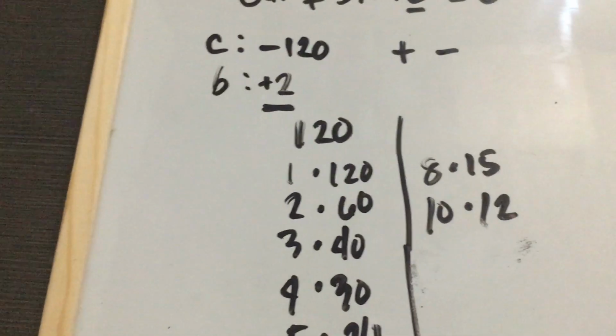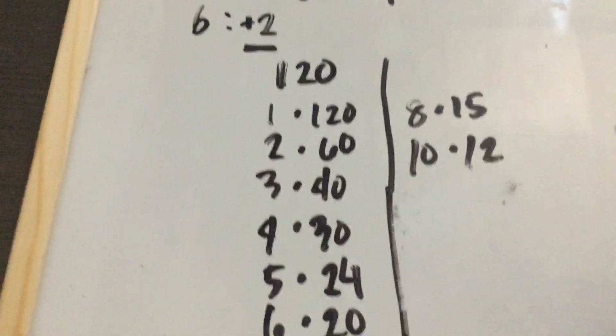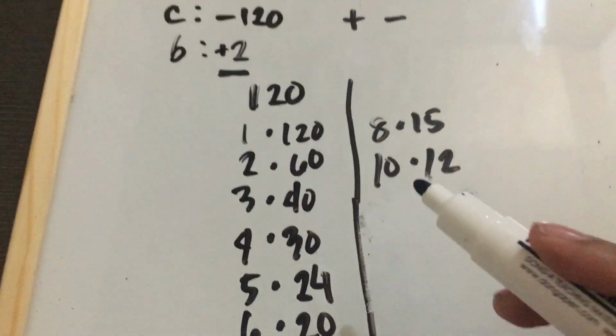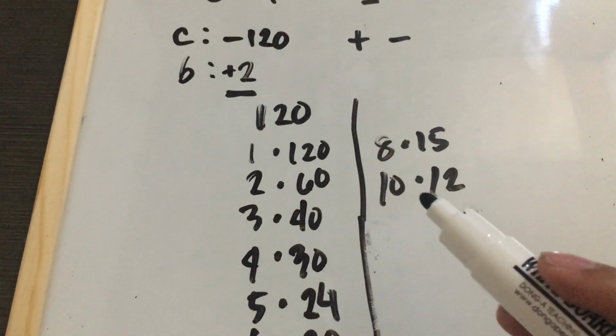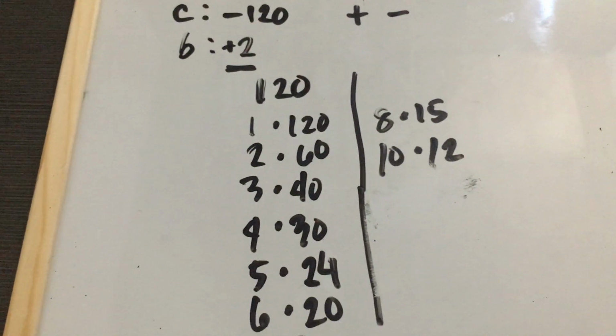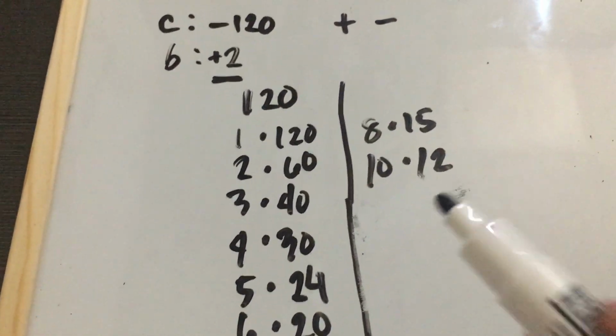Okay? And then, pwede ba 13, sir? 14, 15? Oh, wala na. Okay? So, adto lang nakatutob. Karon, ang factors na to is 1 times 120, 2 times 60, 3 times 40, 4 times 30, 5 times 24, 6 times 20, 8 times 15, and 10 times 12.